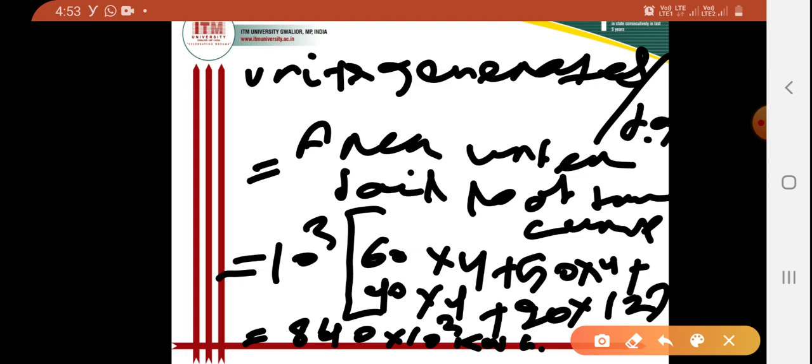So this is all about our numericals. You can do some more numericals from your textbook and reference book.